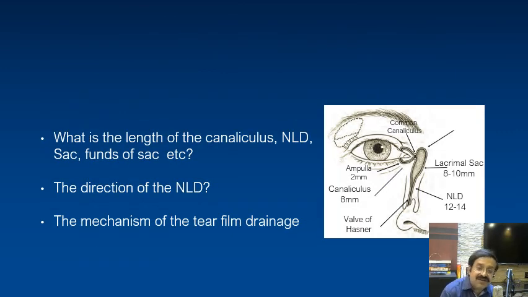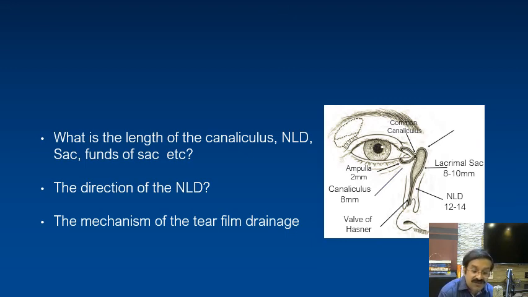Now, these are some other common questions which are asked. So these are the measurements: the length of the canaliculus, the NLD, the sac, okay, the fundus of the sac. The picture that is given alongside is quite self-explanatory. So the only thing which is not given out there is the fundus. The fundus is a blank arrow, so the fundus is around 2 millimeters in height. And what is the direction of the NLD? The direction of the NLD is basically downwards, laterally, and posteriorly.